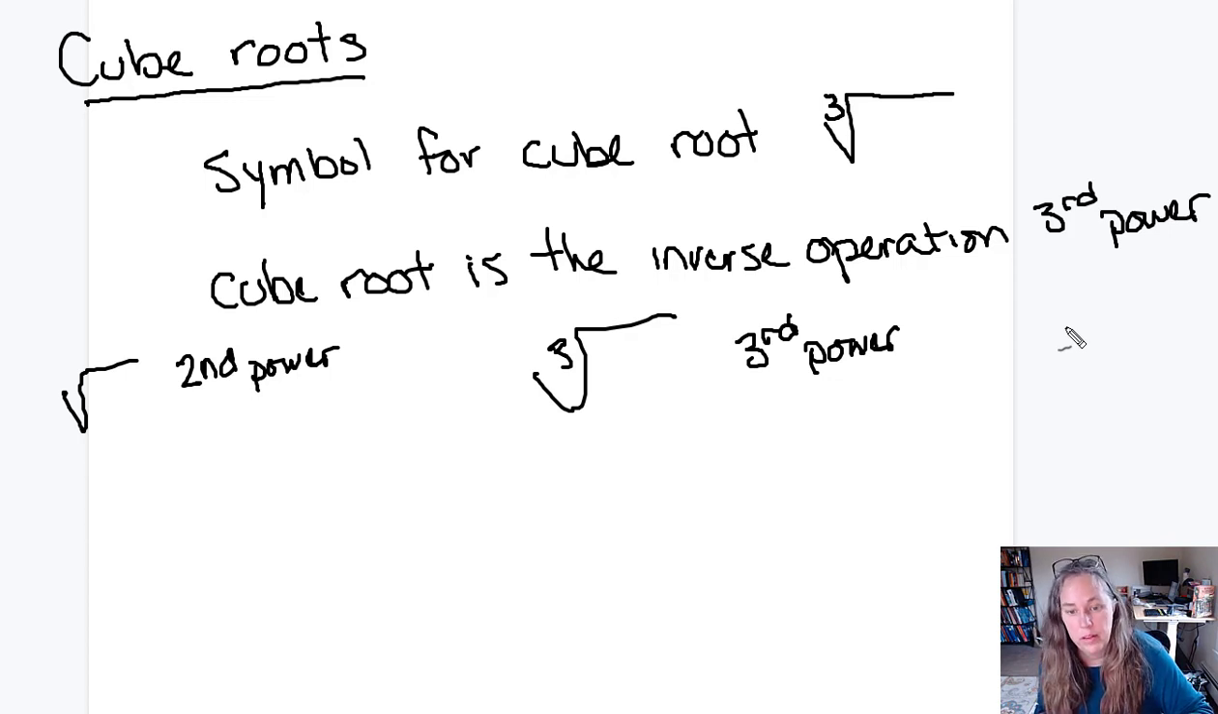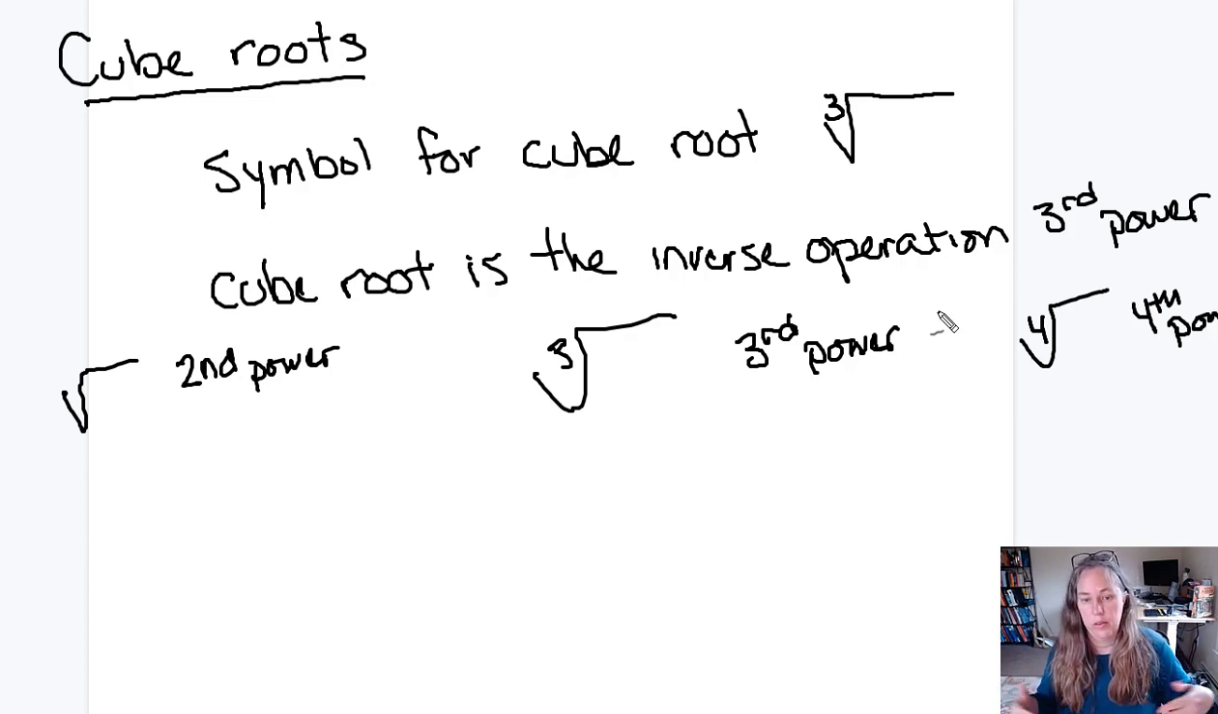And you don't need to know this, but it goes on. There's a fourth root. That's the inverse of the fourth power. You don't need to know that. And then there's a fifth root, a sixth root. Anytime there's any power, you can have a root as the inverse of that power. So the symbol for cube root is that. Cube root is the inverse operation. Okay, to take the cube root.